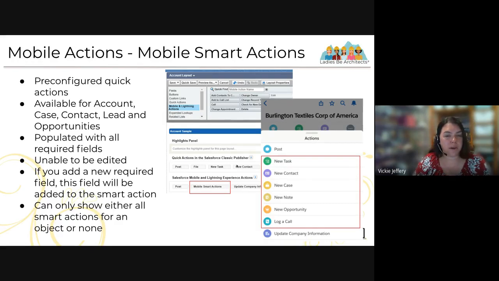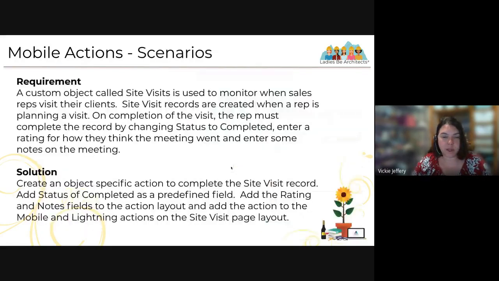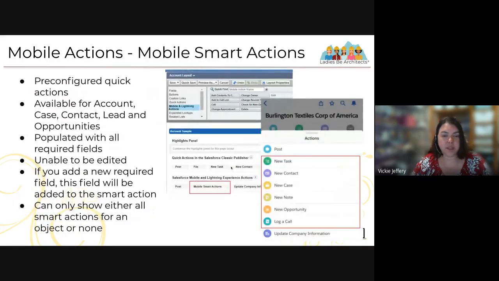And you put them on by selecting mobile smart actions from your mobile and Lightning actions list on your page layout. And that's what it looks like there as well. So you can add additional ones, but you can't just add anything to your mobile smart actions.